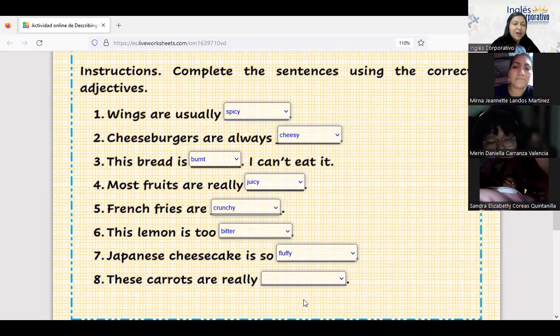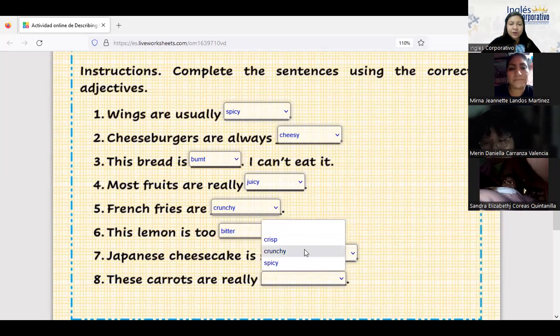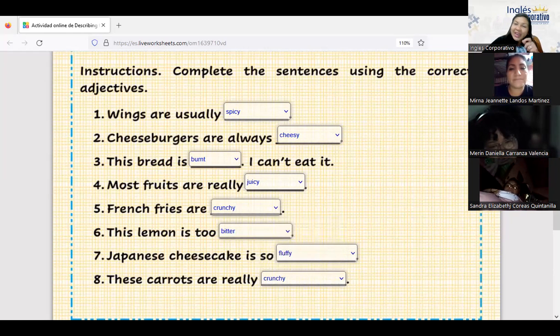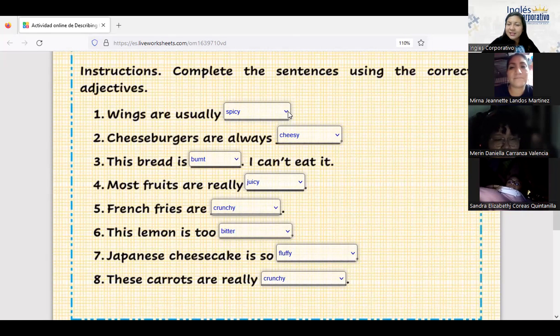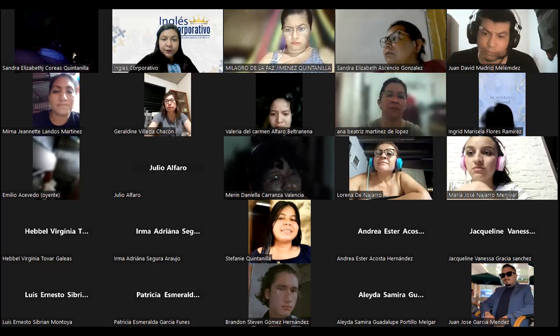Okay. These carrots are really crunchy or spicy? Crunchy, right? Crunchy. When you eat it, you can hear the crunch. Those are delicious carrots. Okay, thank you so much. So now here you can see examples of descriptions of food, right? Adjectives that you can use to describe food. Good. So let's continue with the rest of the class.